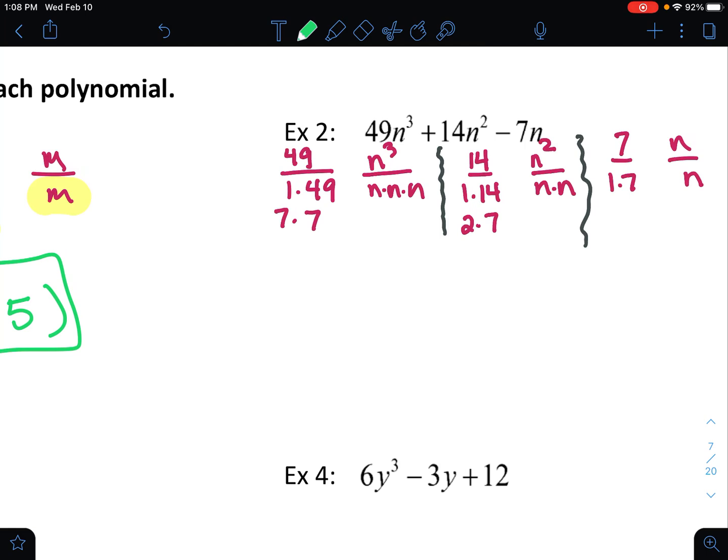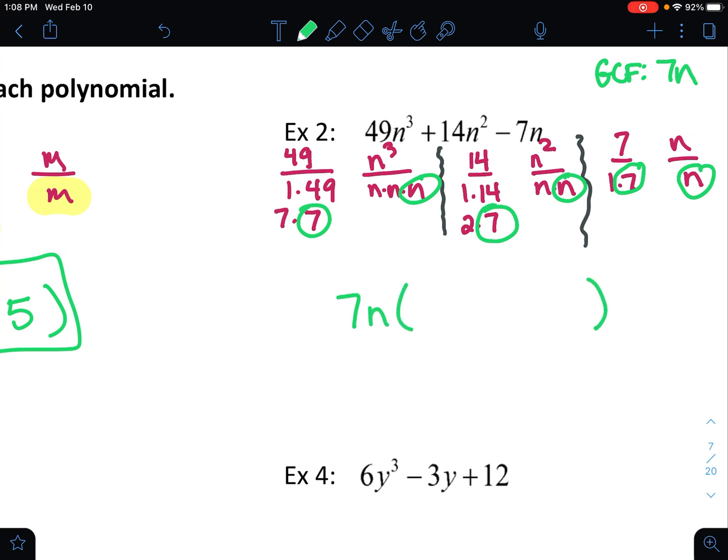So I'm really going to start with the 7. I have a 7 that all 3 terms have in common. So if I wanted to list out my GCF, 7, and then what about variables? Well, there's 1 here. I can take 1 out of here and 1 out of here. So 7n would be my GCF. All right, so I'm going to set that up in front of parentheses.